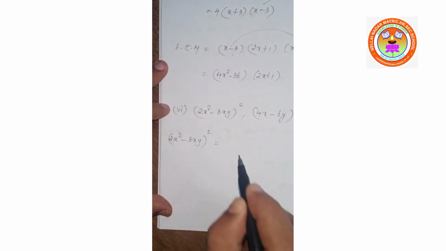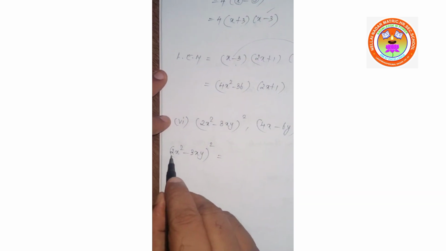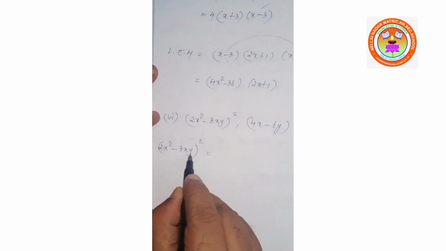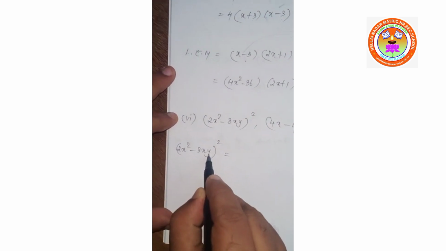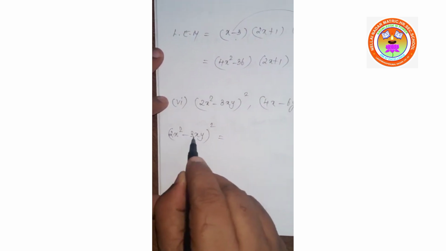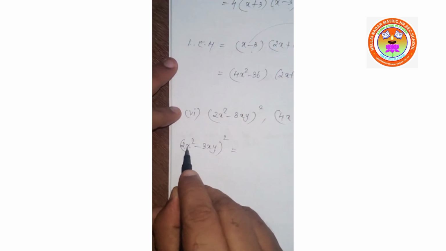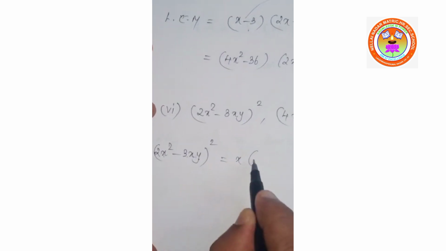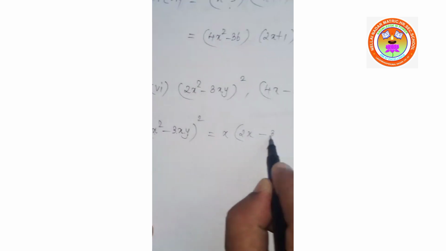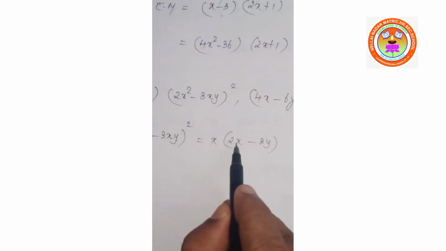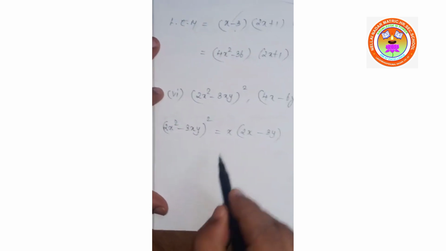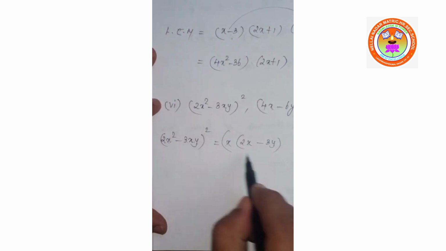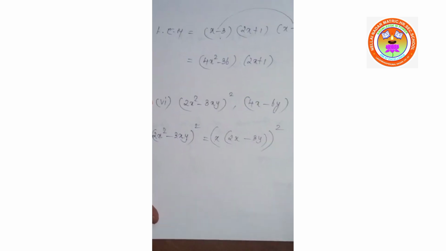This can be written as follows. Between 2x squared and minus 3xy, which one can we take common? Here 2, here 3, nothing common. X squared and xy, we can take x as common. If we take x as common, you will be getting 2x minus 3y. X into 2x is 2x squared, x into minus 3y is minus 3xy, the whole square.